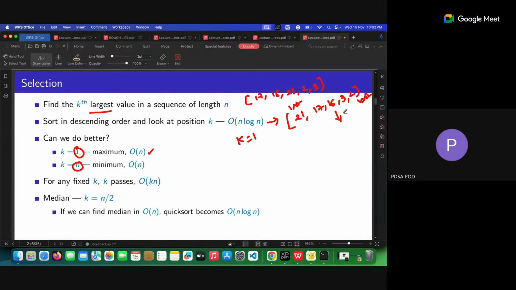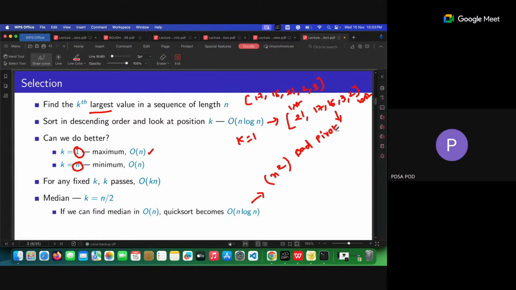Let's see the median for this small list of 5. If it is a bigger list of 1000 elements, we try to find the median because it is already sorted, so it is very easy to find. The median is at n by 2. If you can find the median in O of n, quicksort becomes n log n. Already quicksort has n square complexity whenever a bad pivot is selected. A bad pivot.